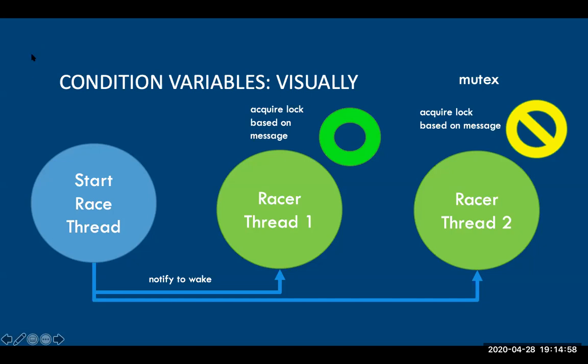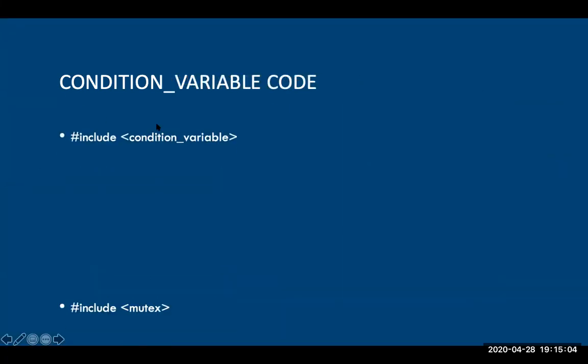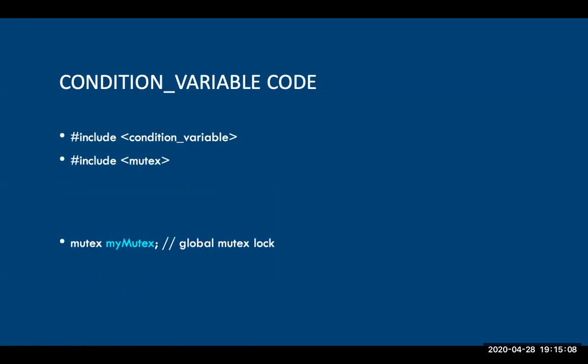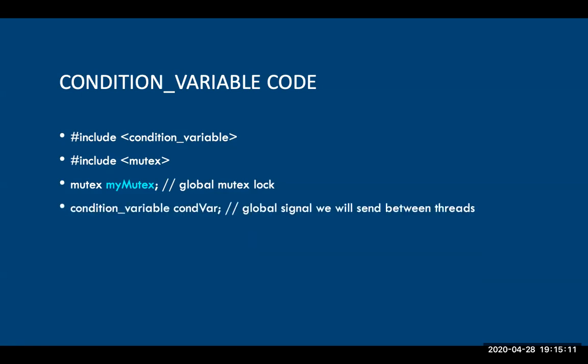This condition or message sending is a way to get around that problem, so we can actually kick off all threads at exactly the same time. So here's a little look at some of that code. The library is called condition variable. We of course have our mutex. We create a mutex. We create a condition variable, right?